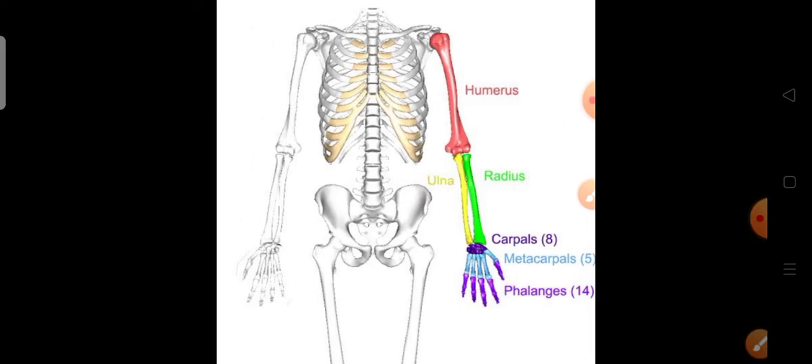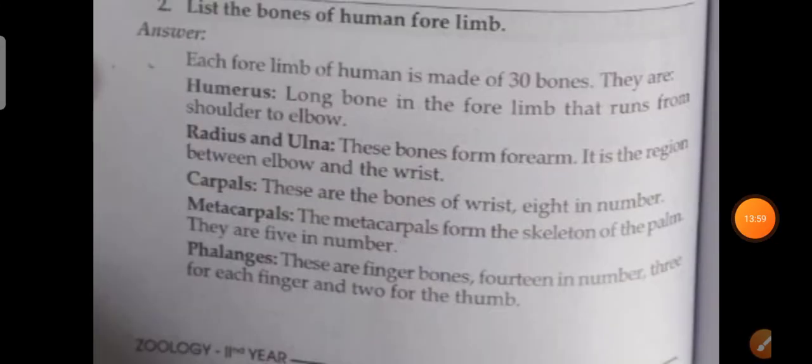Humerus, this one. Now you read this one. Radius, ulna, carpus. The humerus is a long bone in the forelimb that runs from the shoulder to the elbow. Next, the radius and ulna, these bones form the forearm, the region between the elbow and wrist. Next, carpals, bones of the wrist, 8 in number.